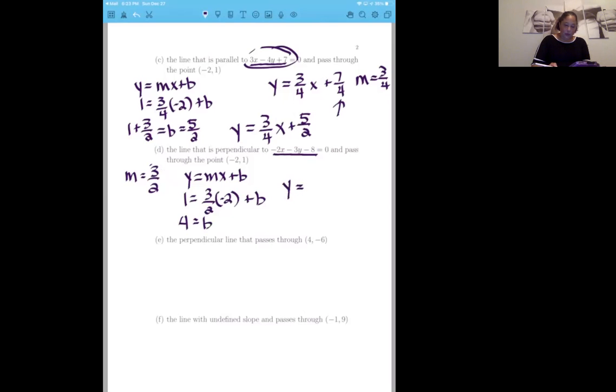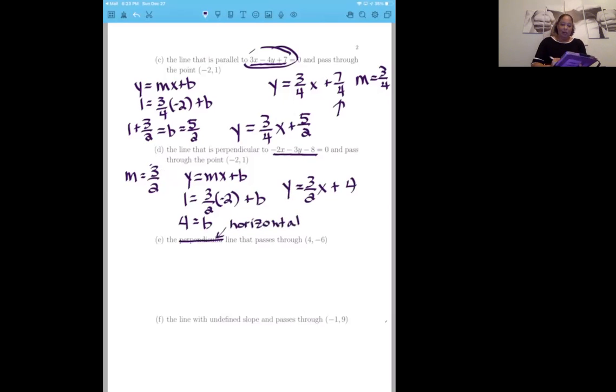The equation of my line that goes through, let's see, I was reading the next question. I think there's a mistake. So my equation is y equals 3/2 x plus 4. All right, so part E says the perpendicular line. I believe what I meant to say was horizontal. So this should say horizontal.